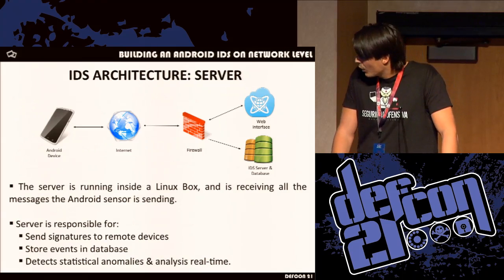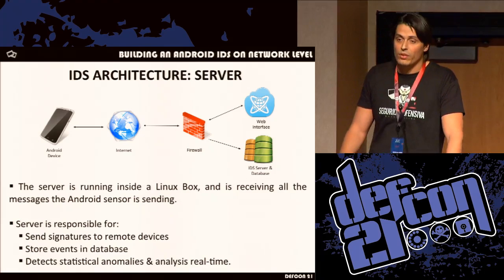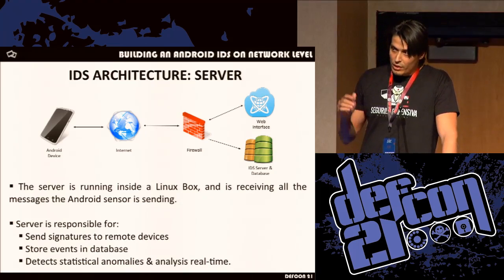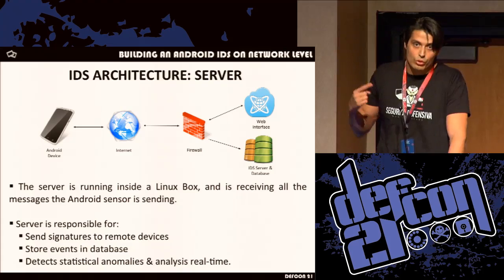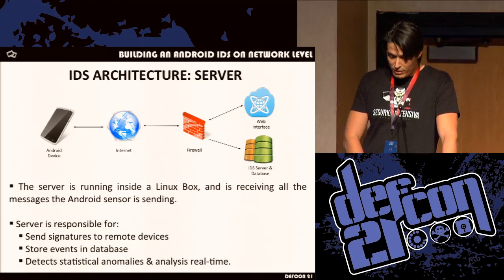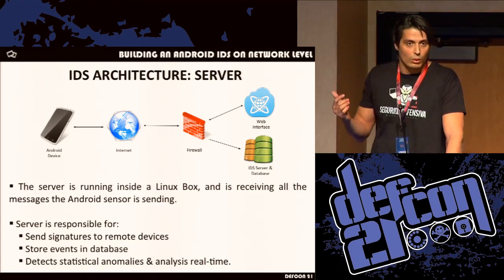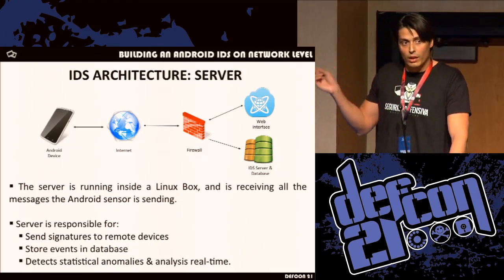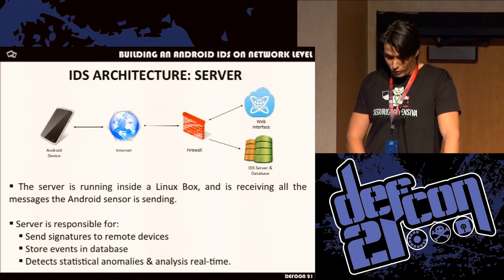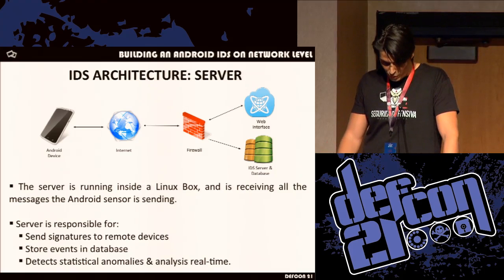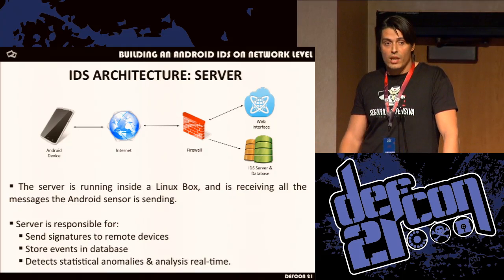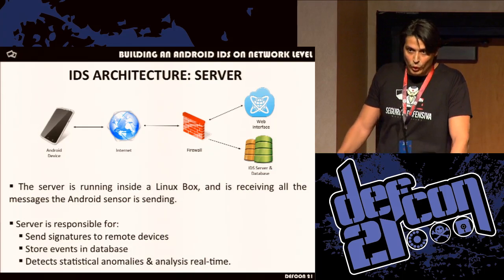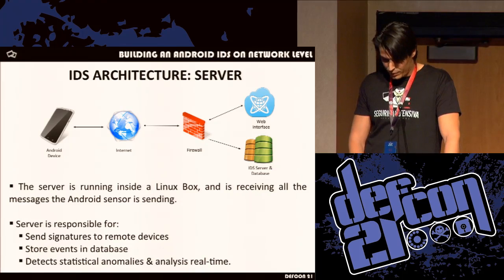On the other side, we find the server. The server is a Linux box. It's only responsible for taking all the traffic. It should send the updated signatures to the device and store the events in the database. Another feature is that we can do statistical analysis of the packets in the server instead of in the mobile device because of the power of the computer, and we can use any SIEM or whatever you want to add IP reputation and correlation for the attacks.